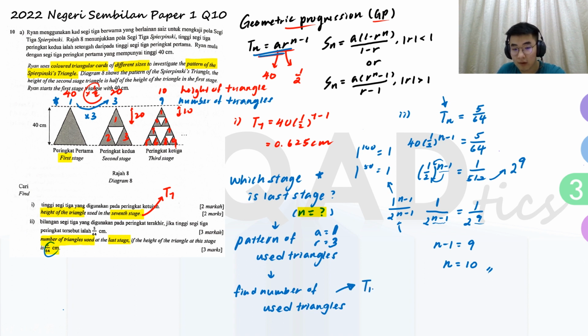Let's look and see for the 10th stage how many triangles we need to use. So for this T10 we can still use the same formula. Our A would be 1, our R would be 3, and the n would be 10. So here the answer would be 19,683 triangles.